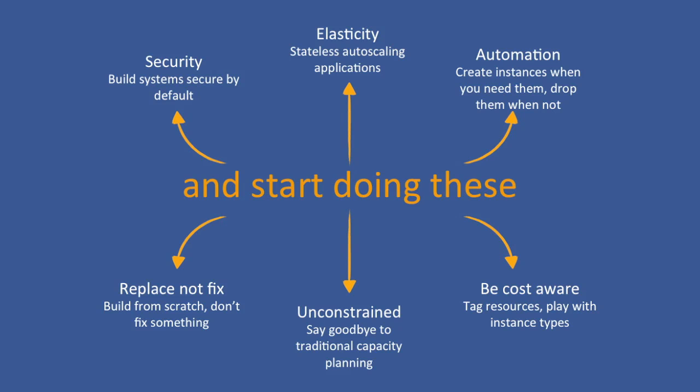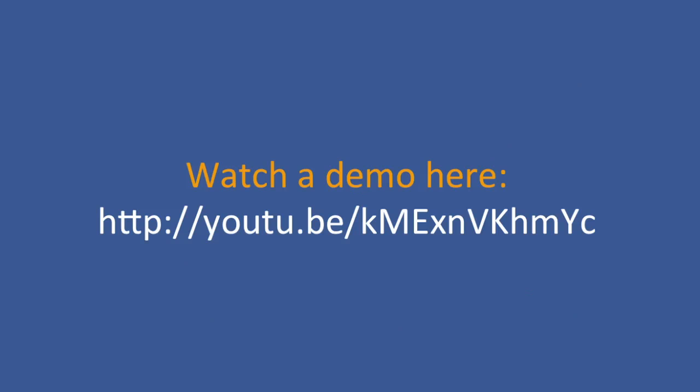You can be unconstrained, so you won't have to do traditional capacity planning anymore, and you can be cost aware too, so you can know exactly what resources are costing what in your environment, and you can play with the instance types. So start doing those things. And if you want to see a video, I've put a video up on YouTube of going from an empty account all the way through to an auto-scaling application. So taking into account all that bootstrapping type aspects that I've talked about, baking AMIs, ELBs, auto-scaling, and I introduce things like RDS too. So you can go to that URL.